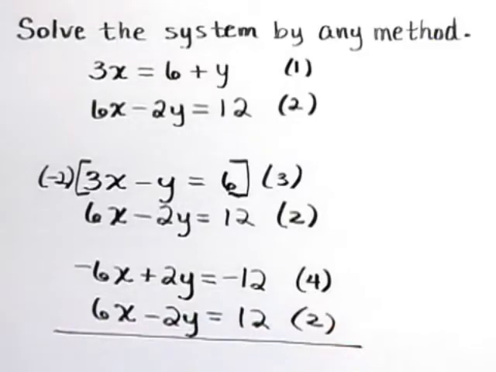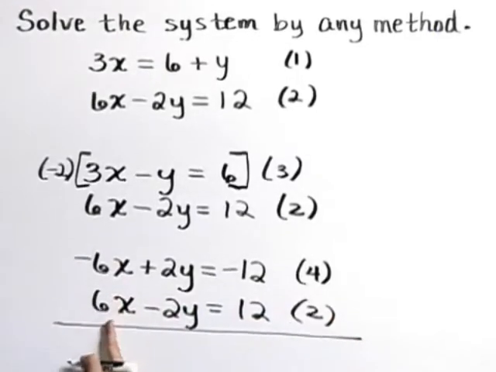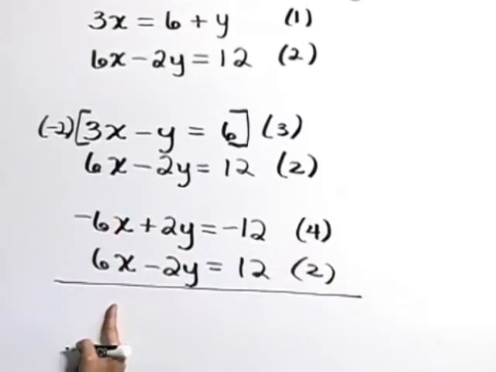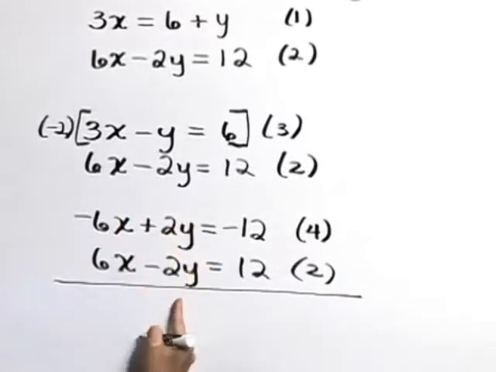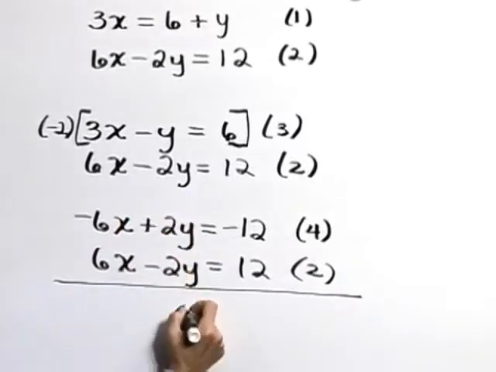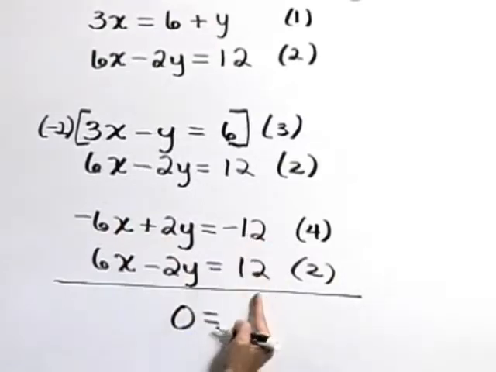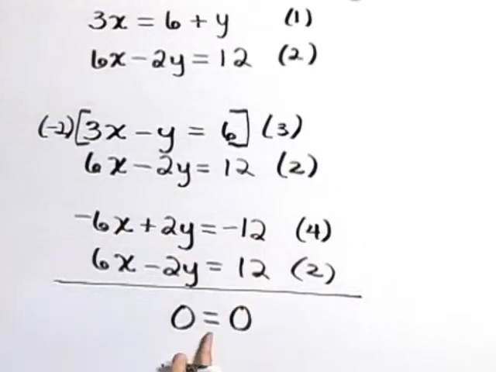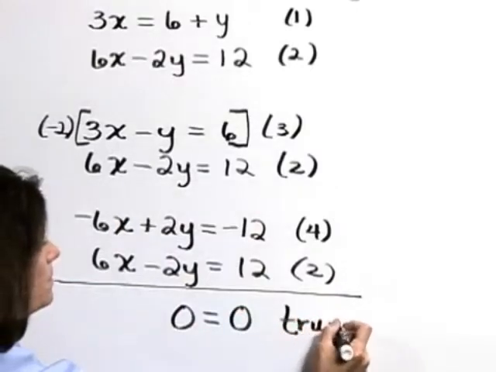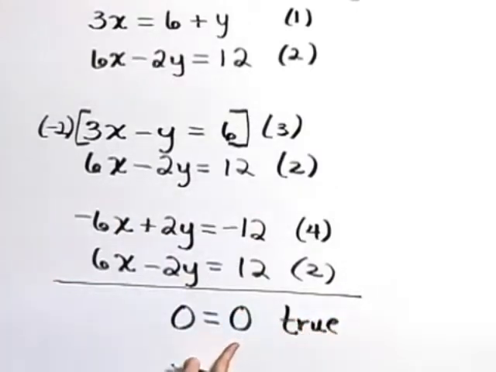And now we're ready to add these equations together. Notice that the x variable eliminates. Oh, but also the y variable is gone, leaving us with 0 on the left-hand side. On the right-hand side, those number terms cancel out as well, leaving us with a true statement. 0 is equal to 0.